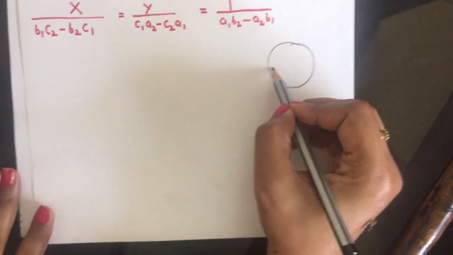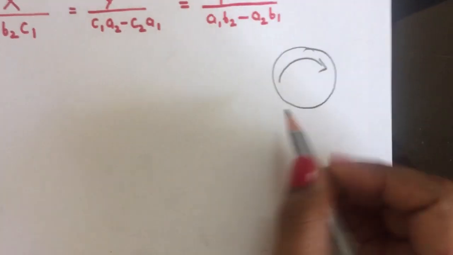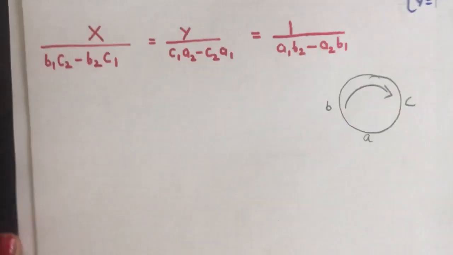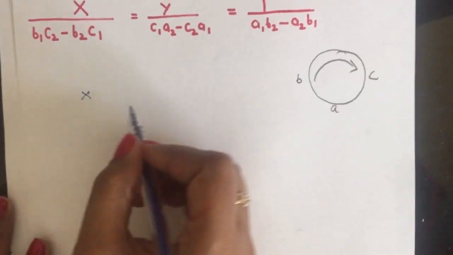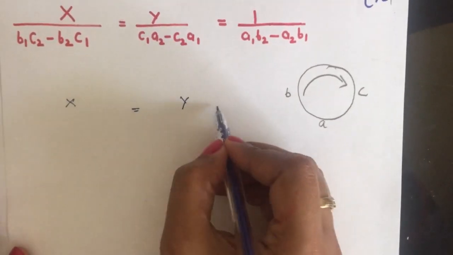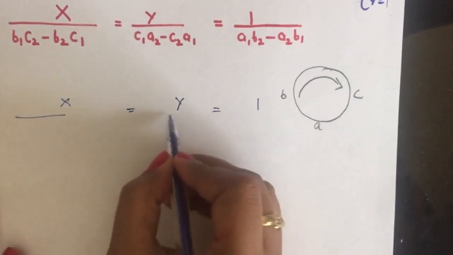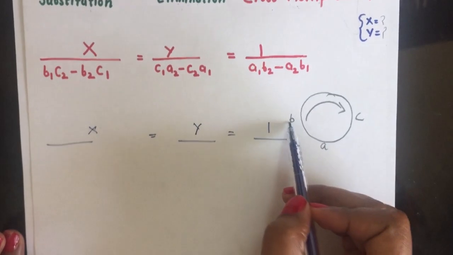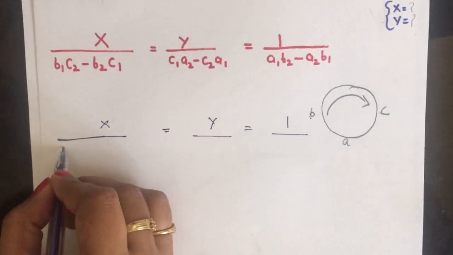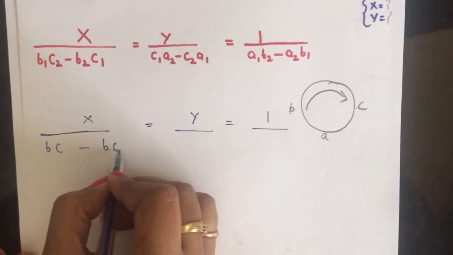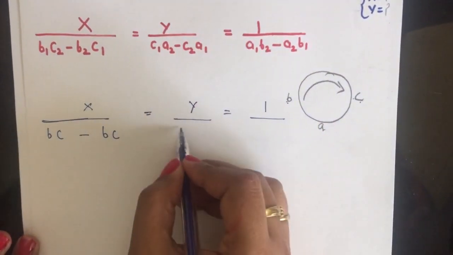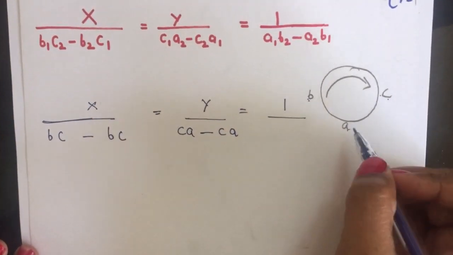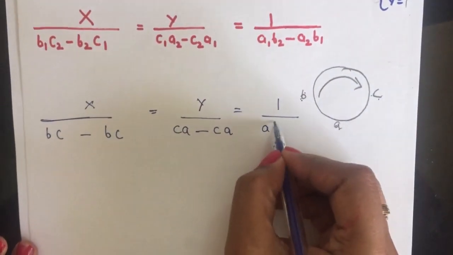We just have to remember this in a cyclic order. Just write a, b and c. Similarly, you have the same thing: x equals y equals 1. Then in the denominator, you write in the same way. We'll start from here: b, c. Simply write bc minus bc. Next one, ca, so it will be ca minus ca. Next one, it will be ab minus ab.